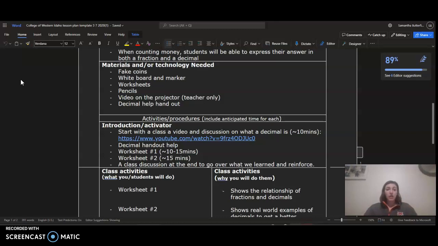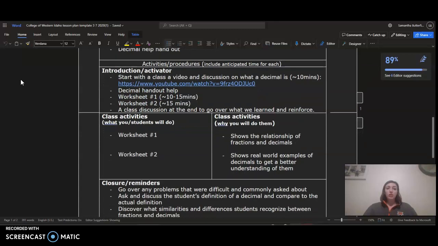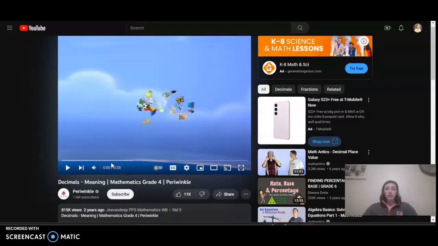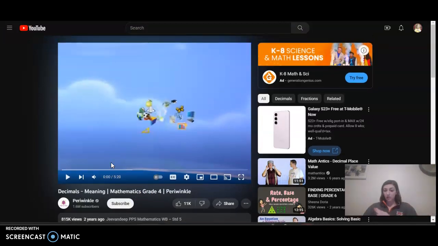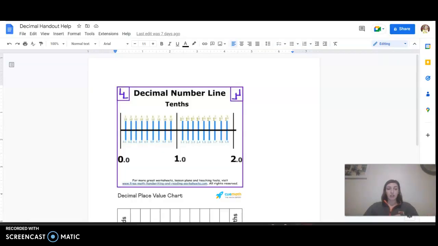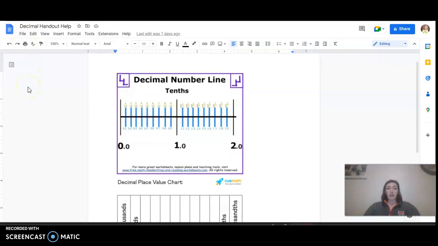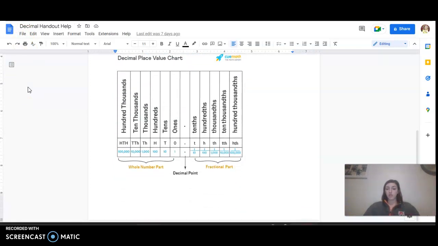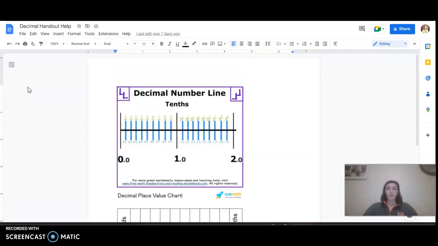a decimal help handout. So I think the best way to start is a video that I've pulled up. It's just a quick little video about the introductory of decimals and the start of it. Then I have a decimal handout. This is the decimal handout I have for students. So they have a decimal number line and things for them to refer back to, especially since I feel like decimals are a little bit harder to learn.